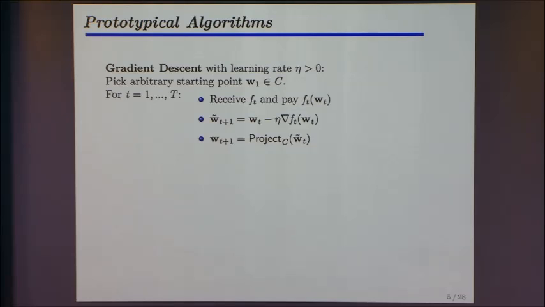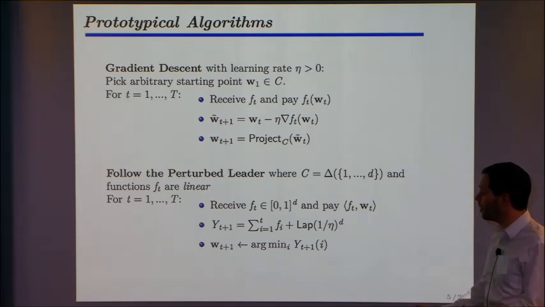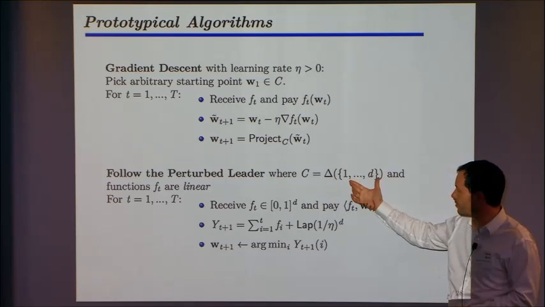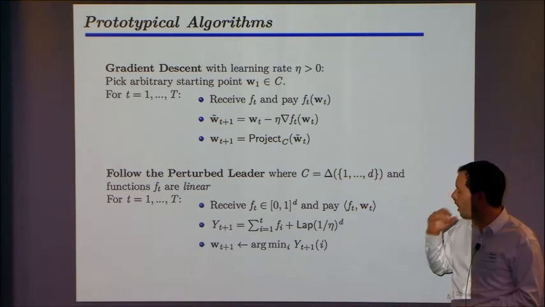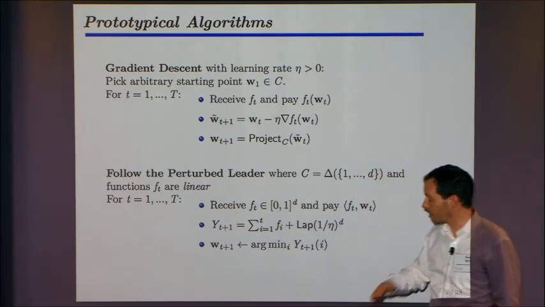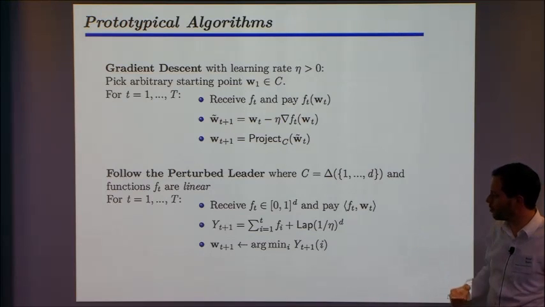A very different type of algorithm is something called follow the perturbed leader. So this is something that is specific to learning with experts, at least as I'll state it. So here, again, my convex set is the set of distributions over the labels of the experts, of which there are D. My cost functions are linear because I'm paying for the inner product between W and F.